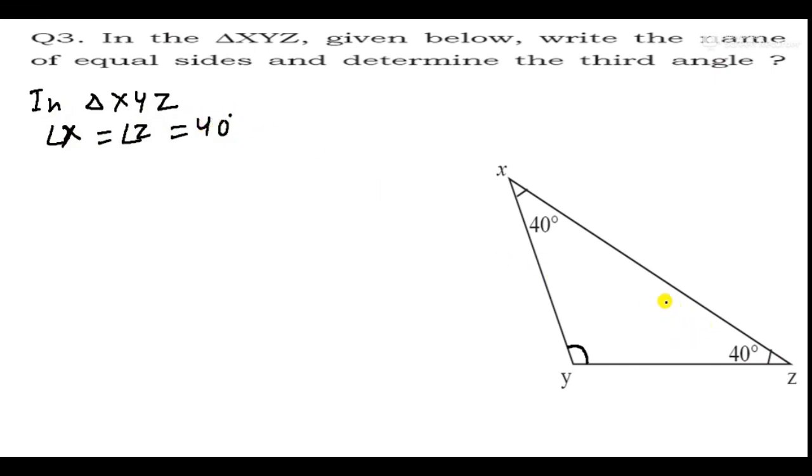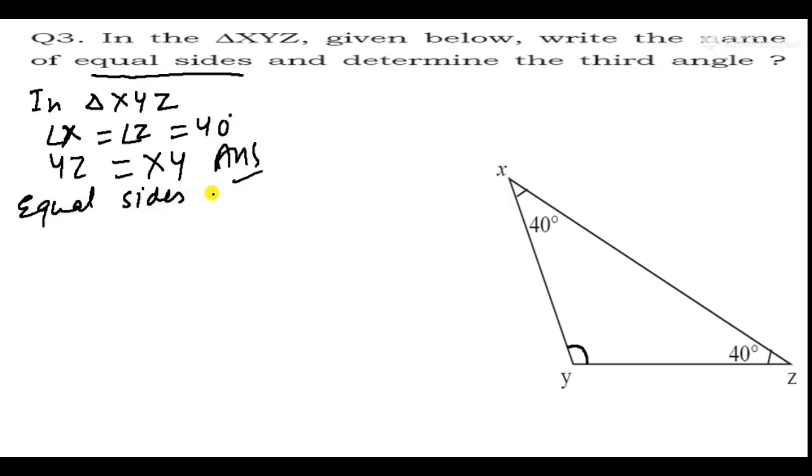So the sides in front of these angles are equal. The opposite side of this one is YZ. So you can write YZ is equal to, the opposite of Z is XY. So these sides XY and YZ are equal and that is the answer. So determine this one. Write the name of the equal sides. The equal sides are XY and YZ. So that is your answer.